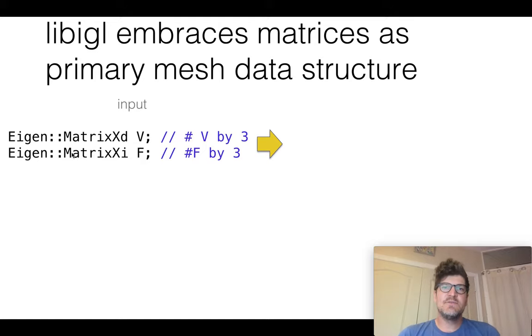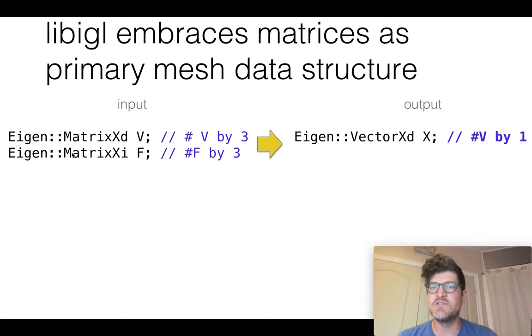Libigl, as one of its design principles, embraces matrices as the primary mesh data structure. A lot of geometry processing is inherently or ultimately linear algebra, and many of the functions can be written in the style of mapping input matrices to output matrices. So often a function in libigl will take as input a mesh represented by this V and F and output some other matrix or vector.